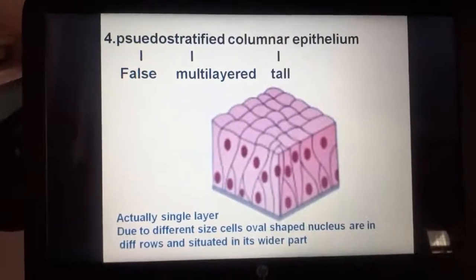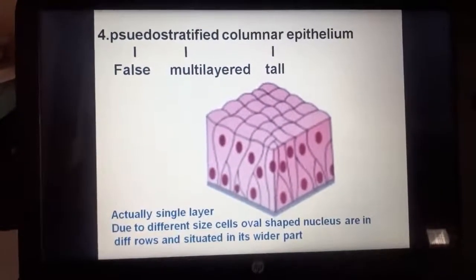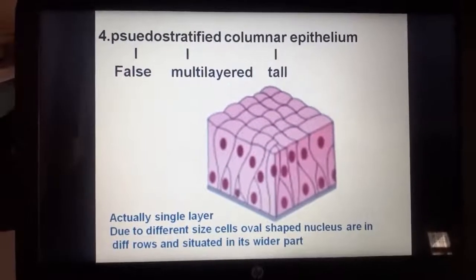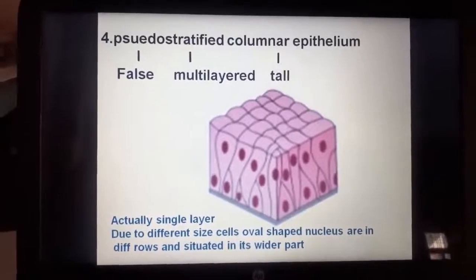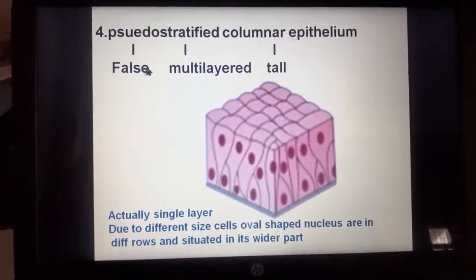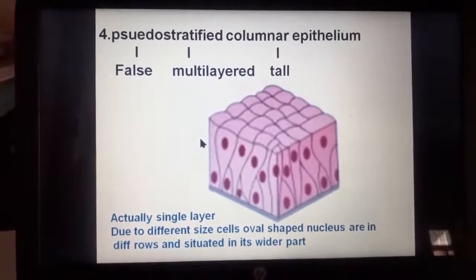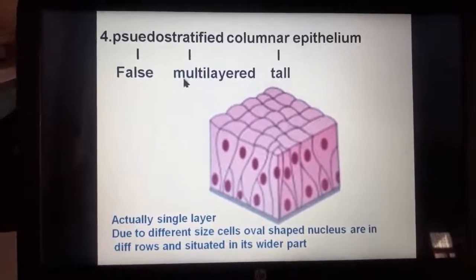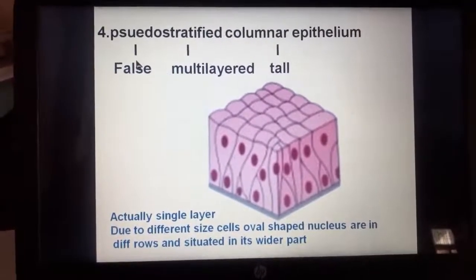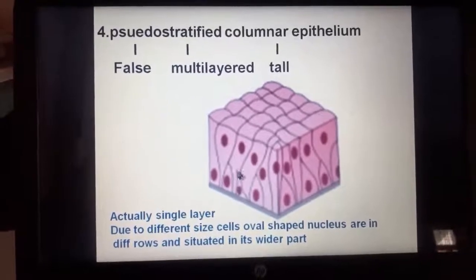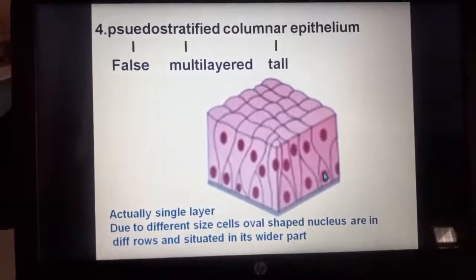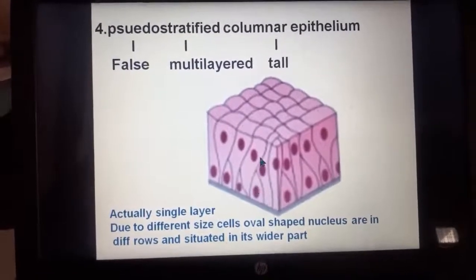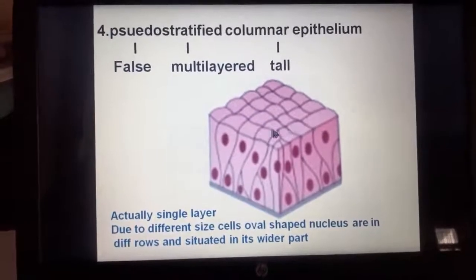Okay. Now coming to pseudo-stratified ciliated columnar, pseudo-stratified columnar epithelium. Pseudo means what? False. And stratified is multi-layered, and columnar is tall. Multi-layered, but he is telling a lie. It is not multi-layered. It is only one layer, but a few cells are of short height. They do not reach the luminal surface.